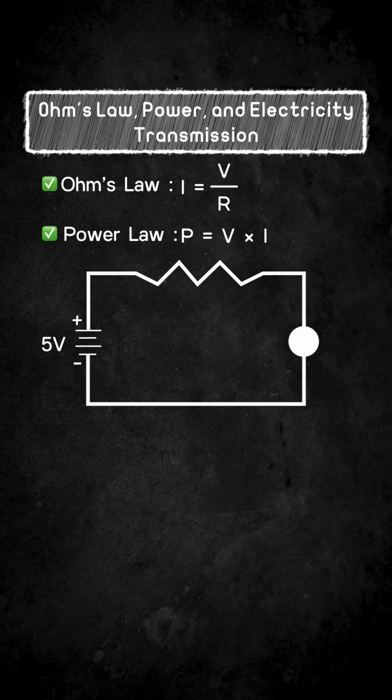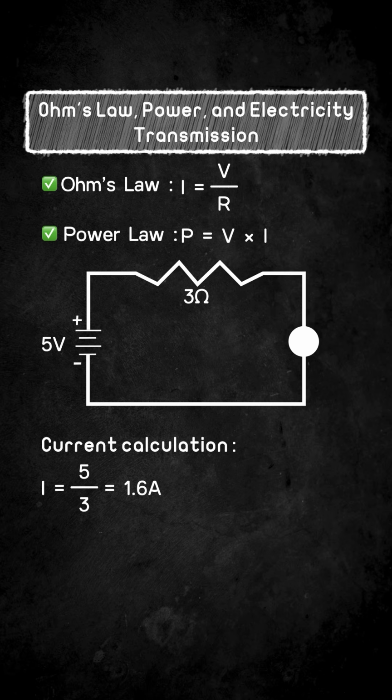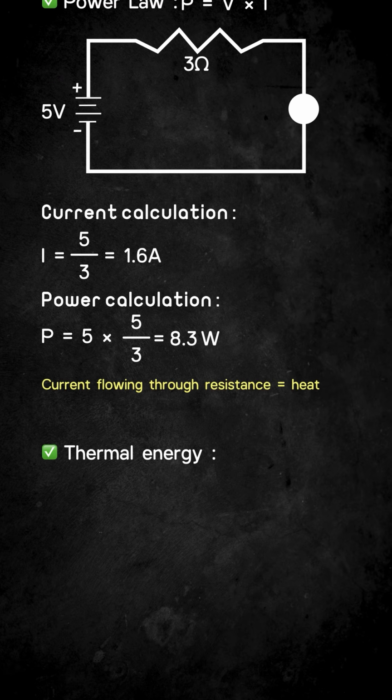Let's draw a simple electrical circuit. We have here a 5-volt battery and here a 3 ohm resistor. To find the current that passes here, we use Ohm's law, voltage divided by resistance, 5 divided by 3 amperes. That's the current passing here through the resistor. We use the power law to find the power consumed by this resistor, which equals V times I, which is 5 times 5 over 3, equals 25 over 3 watts.